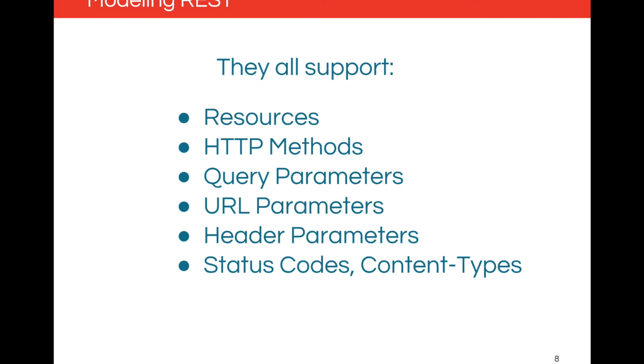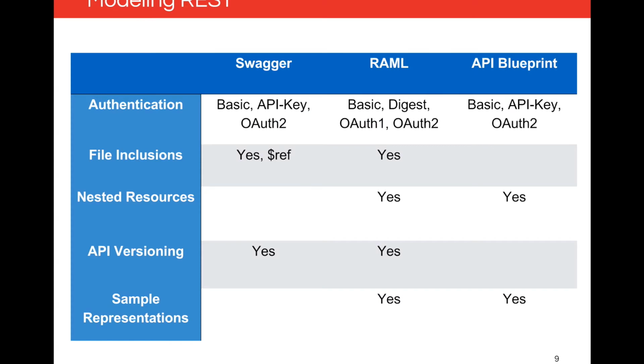To place a constraint here, I'm only interested in documenting REST APIs right now. All three of these support the core of REST and the core of HTTP. Authentication: all three support major security flows. File inclusions are really useful for organizing a large API for someone writing the API. So RAML does a really good job at that. Swagger kind of supports it, but it's not the main use case. It's not very well supported.